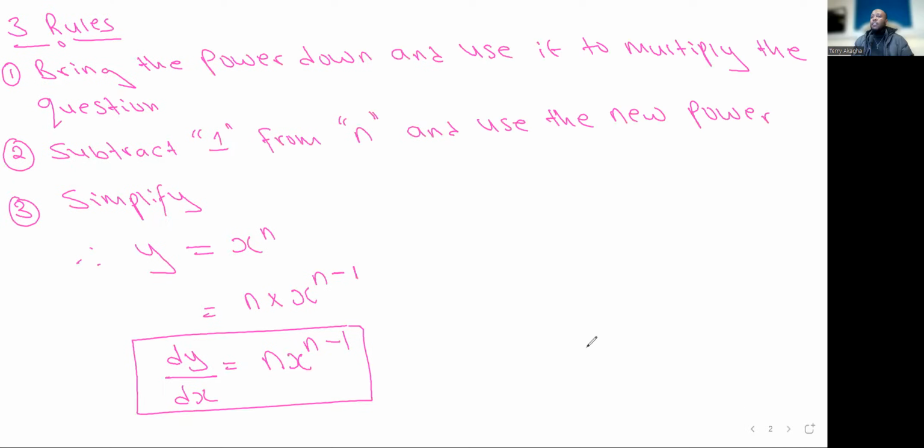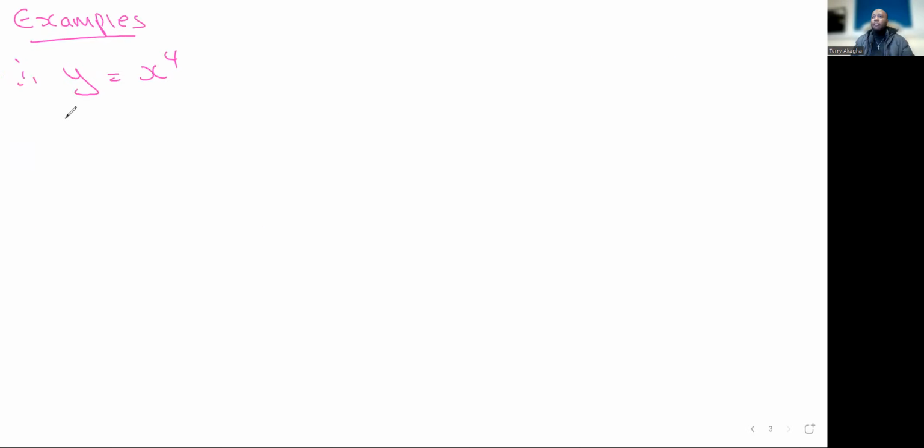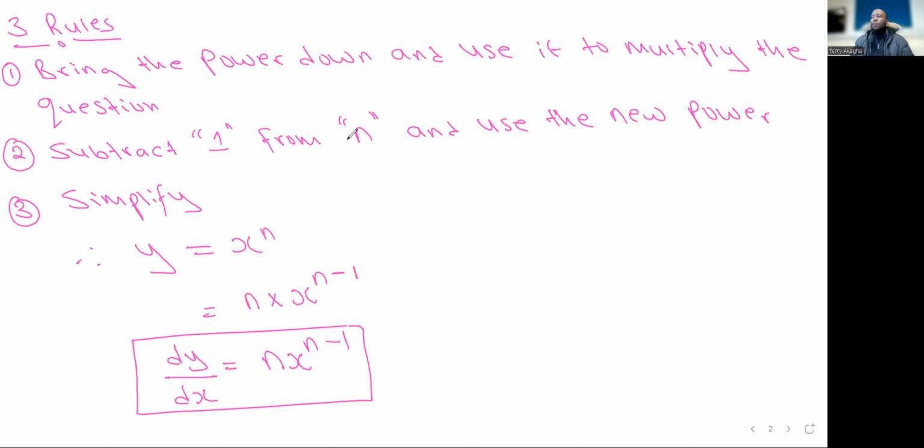So let's solve some questions together. I'm going to pick some examples. Okay, so let's start. We have y is equal to x raised to power 4, and you're told to differentiate this. So let's go. The first thing you do is bring the power down. So dy over dx is going to be 4 multiplied by x raised to power 4.